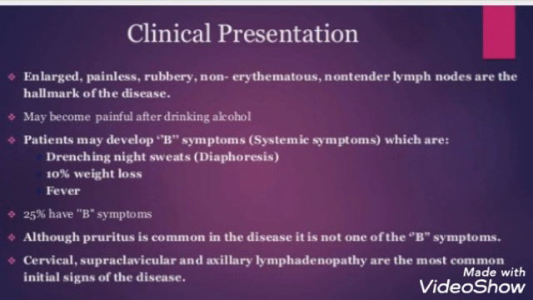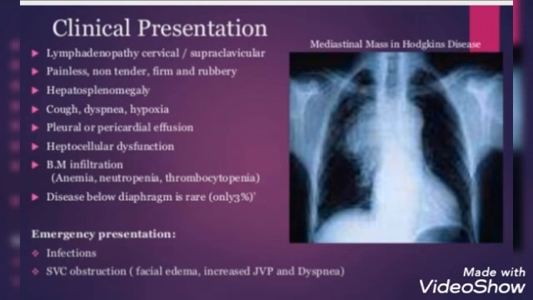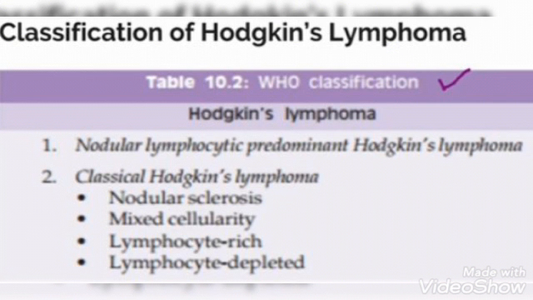Cervical, supraclavicular and axillary lymphadenopathy is the most common initial sign of the disease. Lymph nodes are painless, non-tender, firm and rubbery. Hepatomegaly and splenomegaly may occur. Cough, dyspnea, hypoxia, pleural or pericardial effusion, hepatocellular dysfunction, anemia, neutropenia and thrombocytopenia may also be reported. There are repeated infections, and superior vena cava obstruction can lead to facial edema.